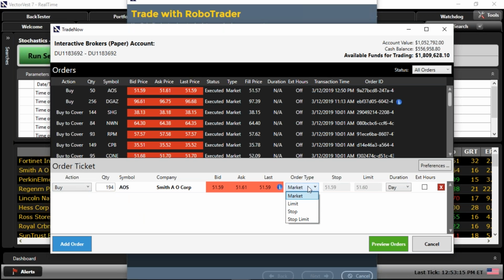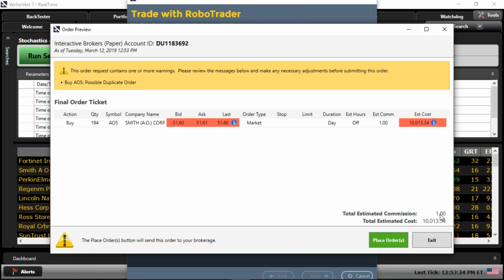I can change my order type here: market, limit, stop limit, stop order. I'm going to select market. I'm going to click preview. My estimated commission is still $1. My estimated cost is $13.34. See how smart this tool is?